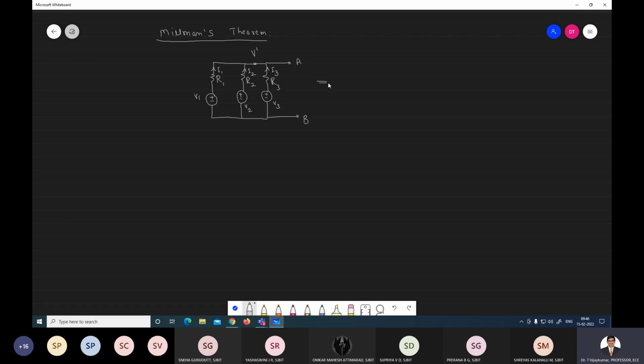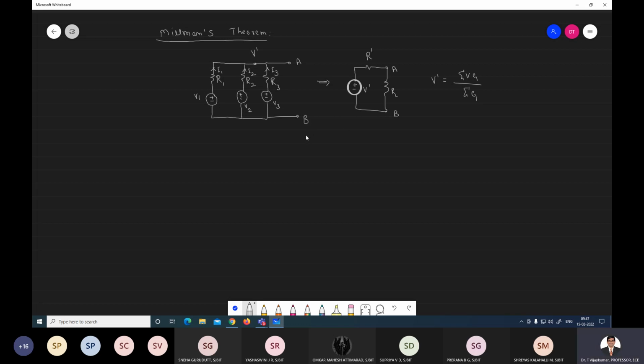This can be replaced by a single voltage source that we represent as V dash, and all the resistances can be replaced by a resistance R dash, and the load we connect again across the load terminal. Here V dash is given by sigma V into G divided by sigma G.